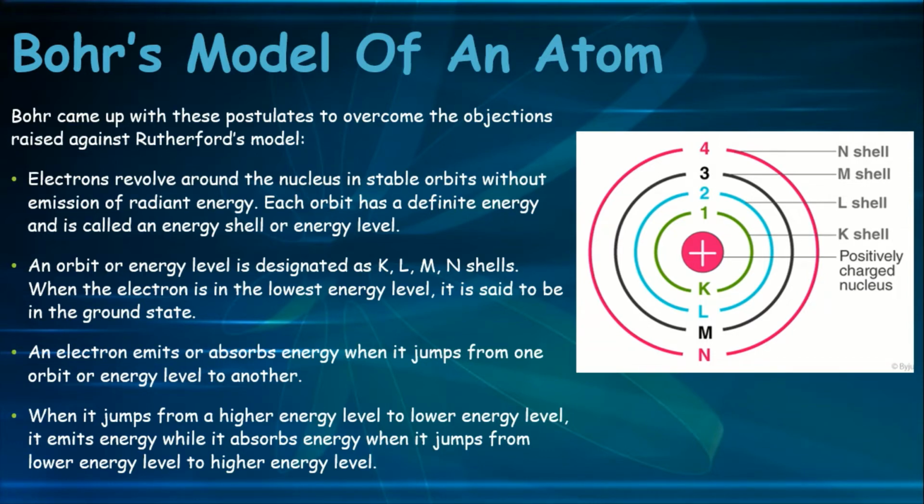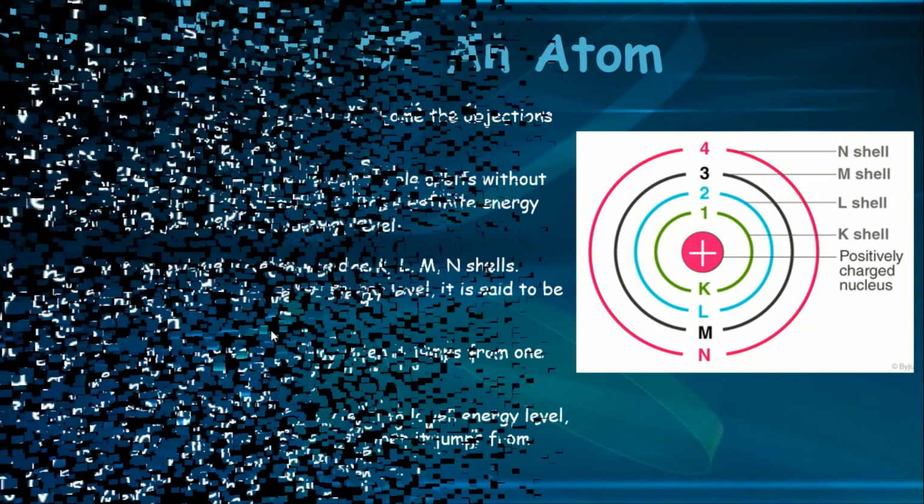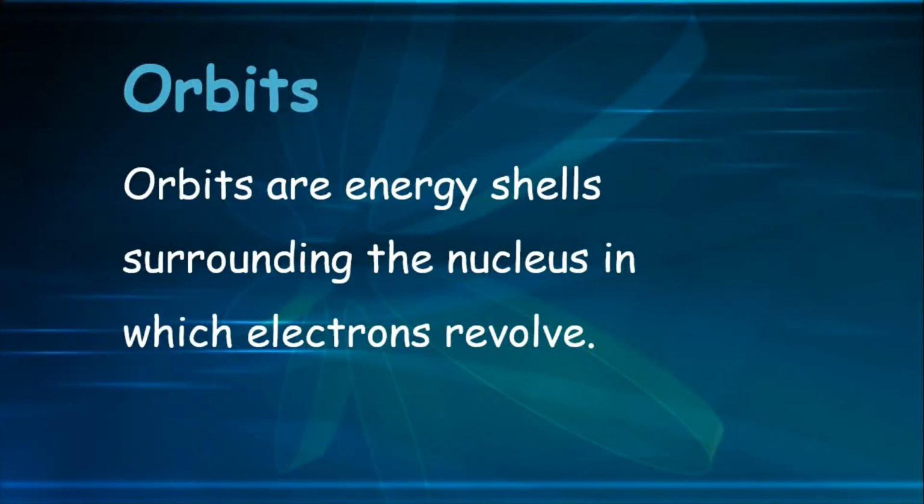See, this is the diagram. The green is K shell, blue is L shell, black is M, and N is the pink shell. And the pink plus is the positively charged nucleus. Orbits are energy shells surrounding the nucleus in which electrons revolve.